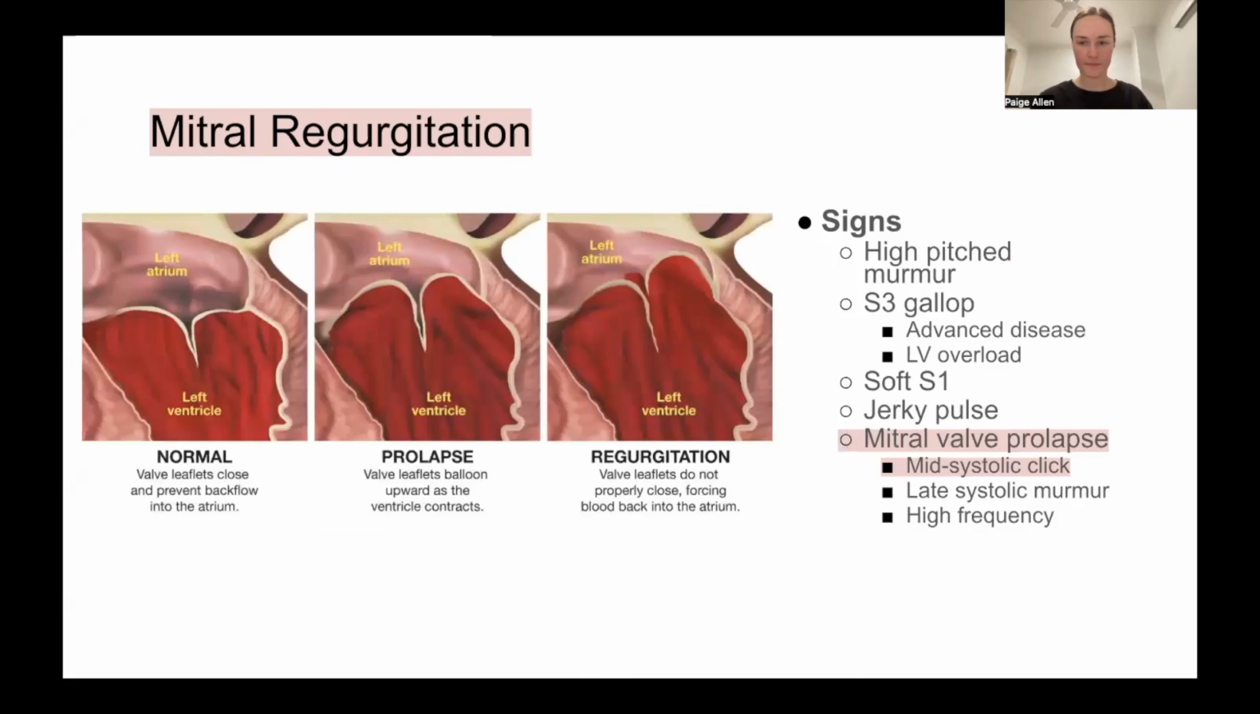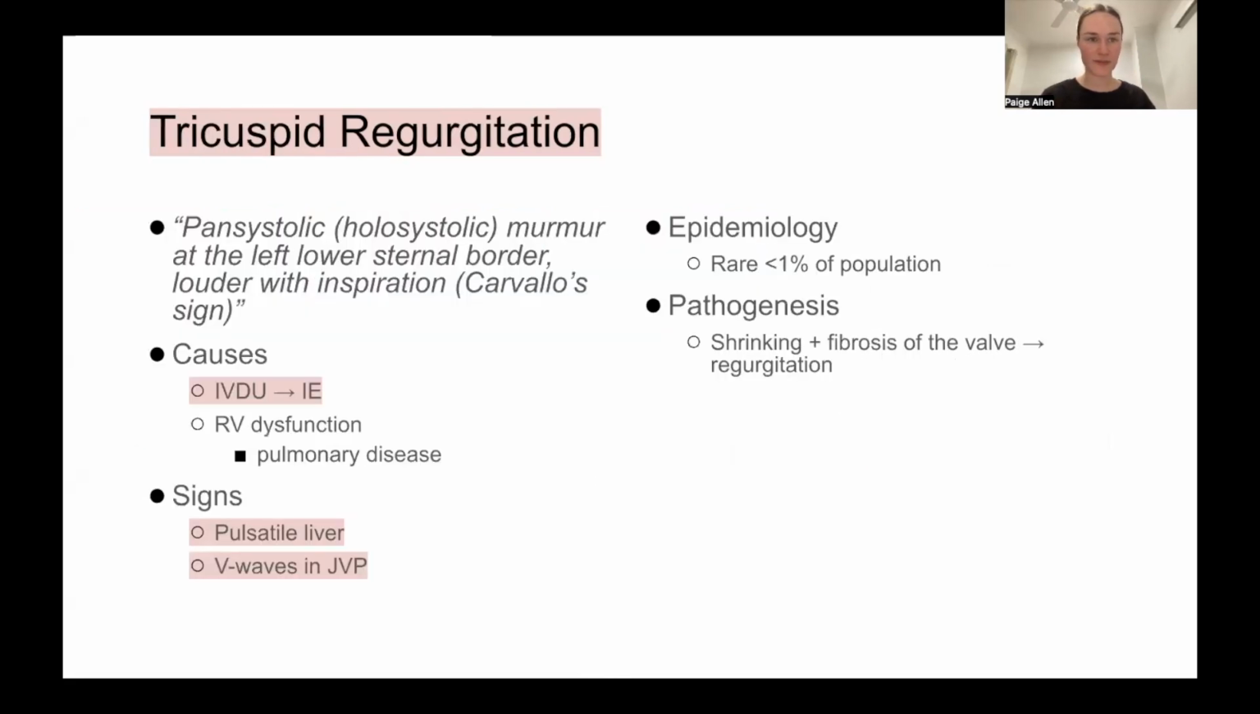Cool. There's just a picture of what prolapse actually looks like. So the valve will dig deeper into the left ventricle. Yeah, I think that's good to know. And again, with this you can get that S3 gallop, that S3 sound, because you have the dilation of the left ventricle. You can also get a displaced apex beat from this one.